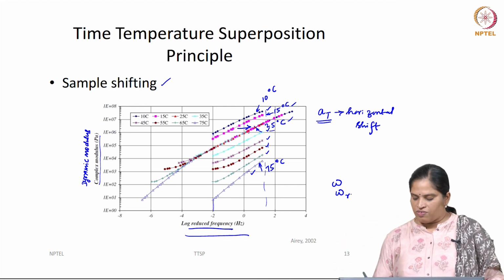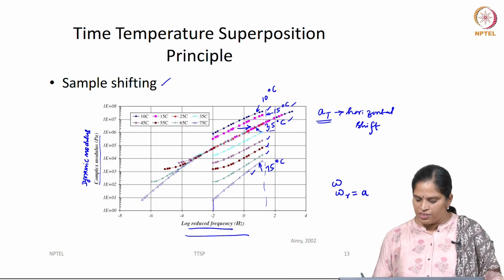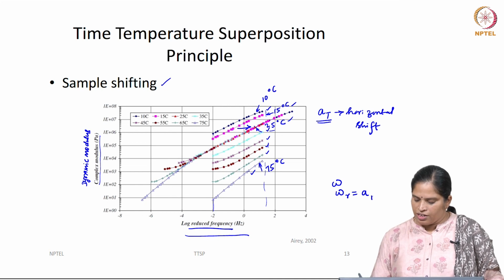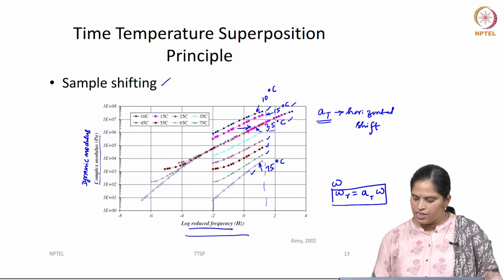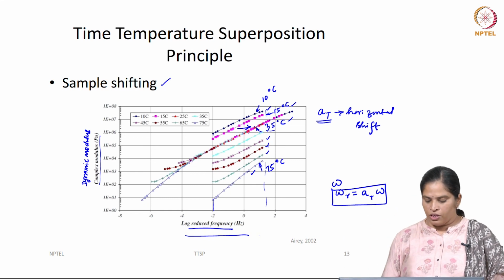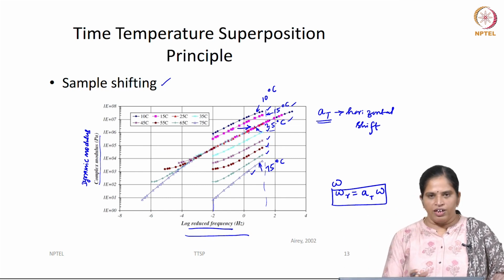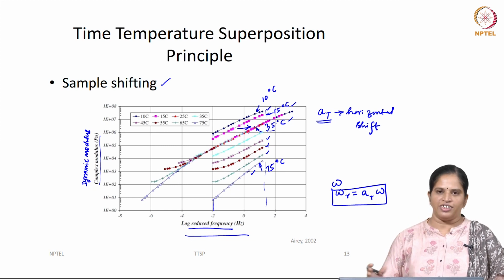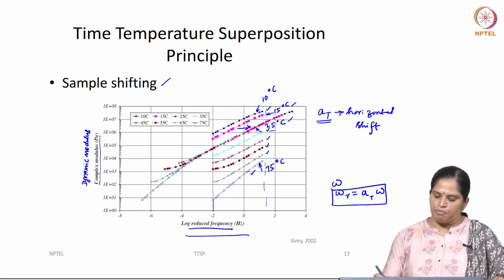Since this is on a logarithmic scale, the reduced frequency is AT into omega. So, we are shifting it, adding either plus or minus. Since it is in the logarithmic scale, the reduced frequency can be calculated from this AT into omega. Now, after shifting, you can see that no calculations have been done, it is just shifted either to the left or right, keeping the reference temperature at 25 degrees Celsius.